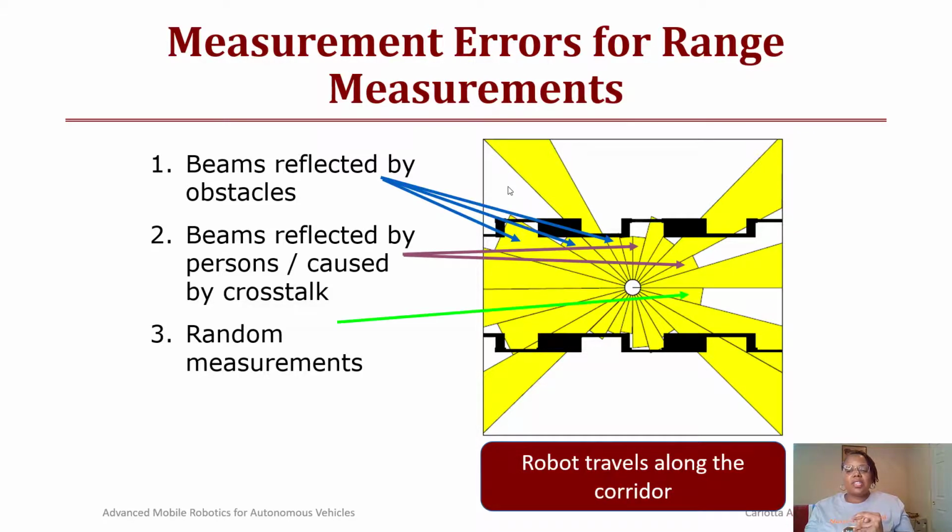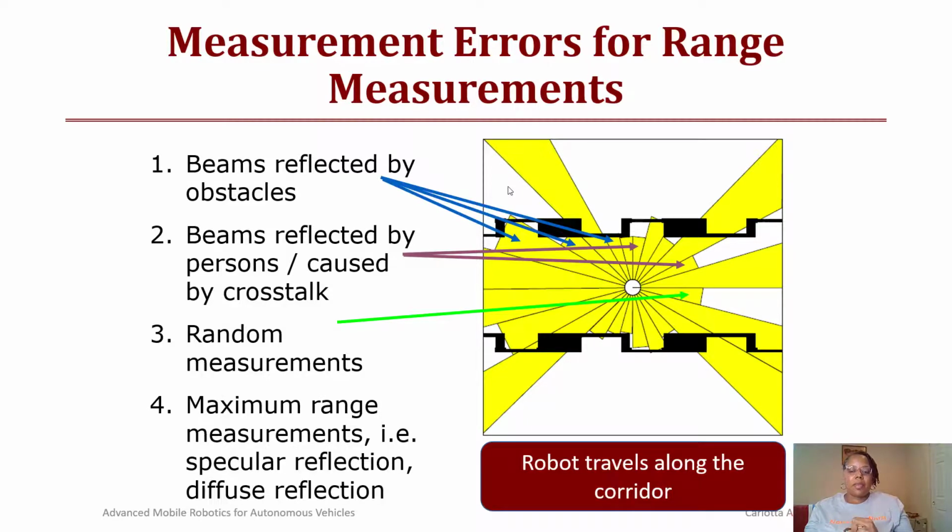Then you'll also just get some random measurements that may show things that aren't a person or thing in the world, and it's just really just a sensor error. And then you will also get some maximum readings, and these may be caused by specular reflection or diffuse reflection, as we talked about before, where the incident angle actually sends the signal out somewhere before it comes back. And examples of those are when the beam actually goes through a wall.